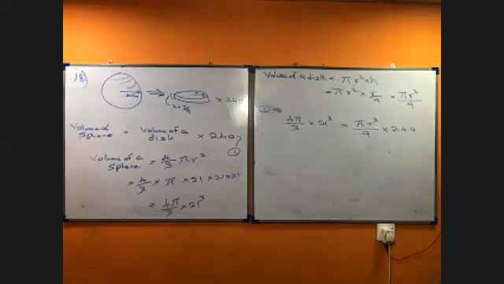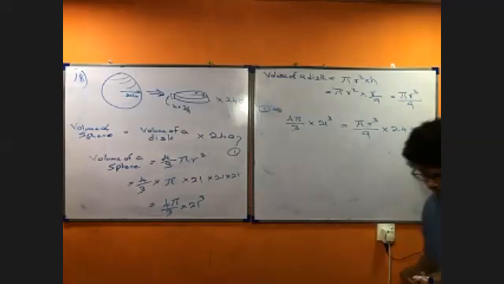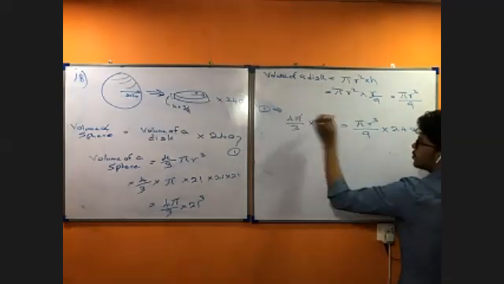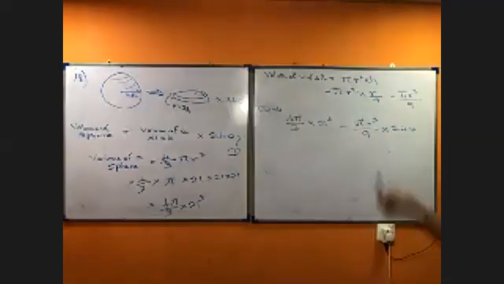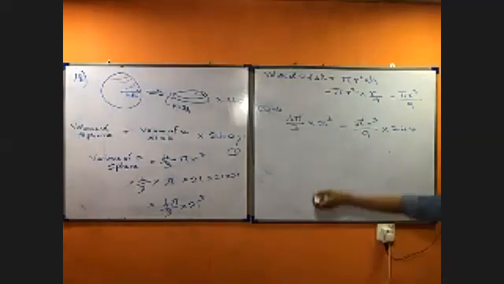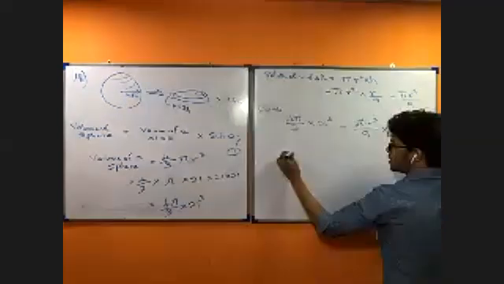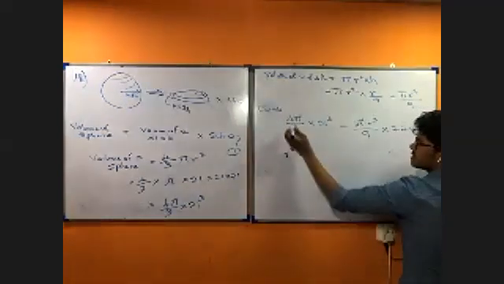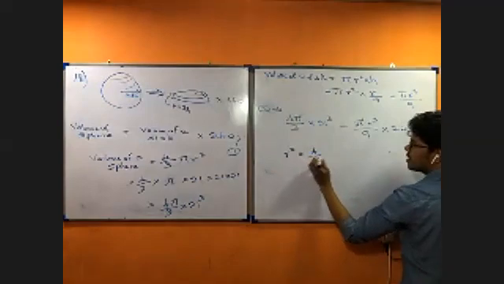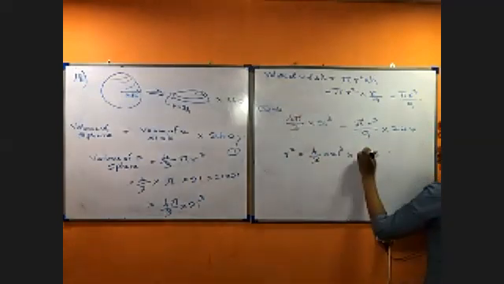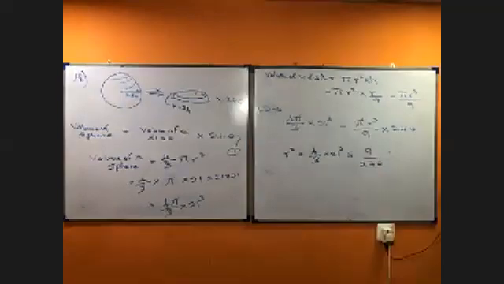Okay. So what can I do? I can cancel off pi to pi. I divide both sides by pi. Then I will make r cube the subject. So when I do that, what do I get? R cube is equal to, this side I have 4/3 multiplied by 21 cube, multiplied by this 9 which will go to the top, and this 240 will come to the bottom.